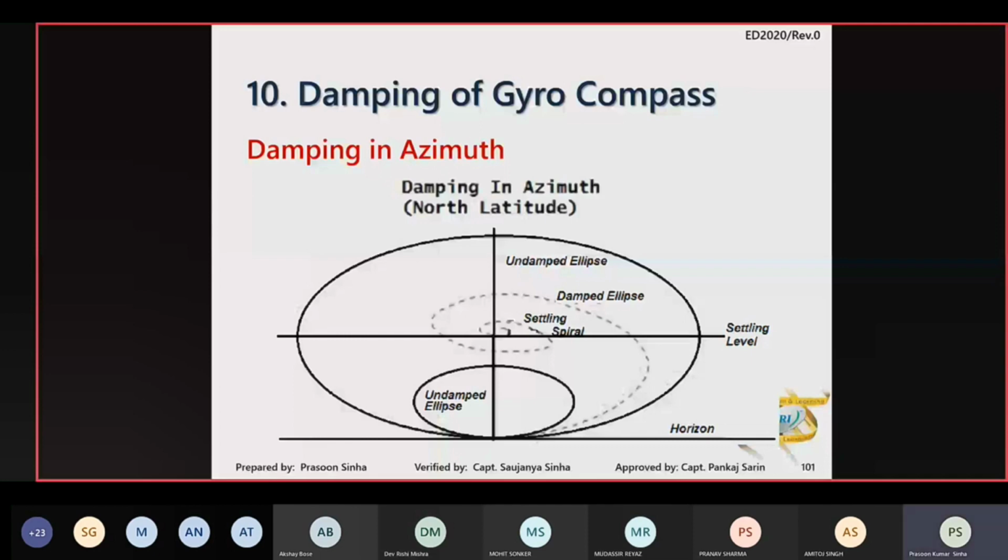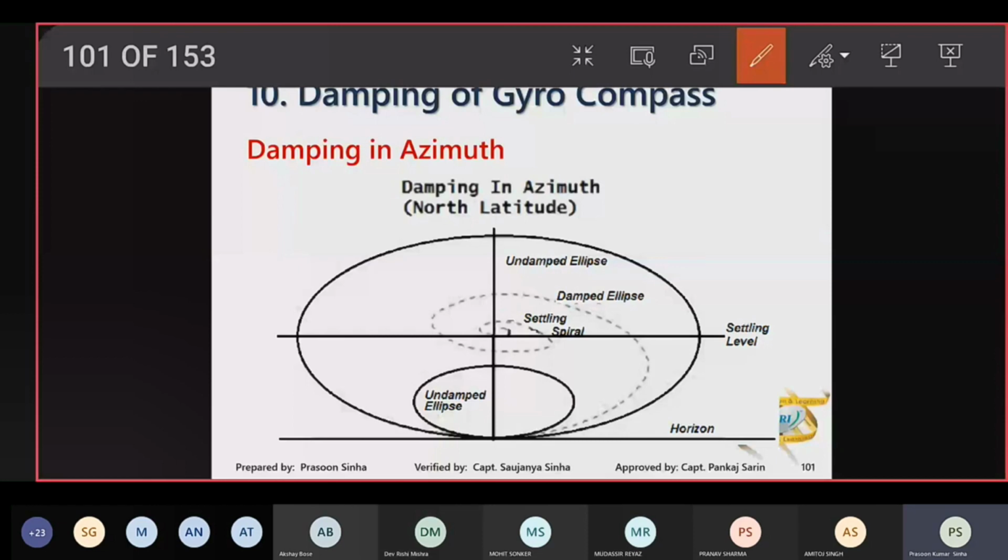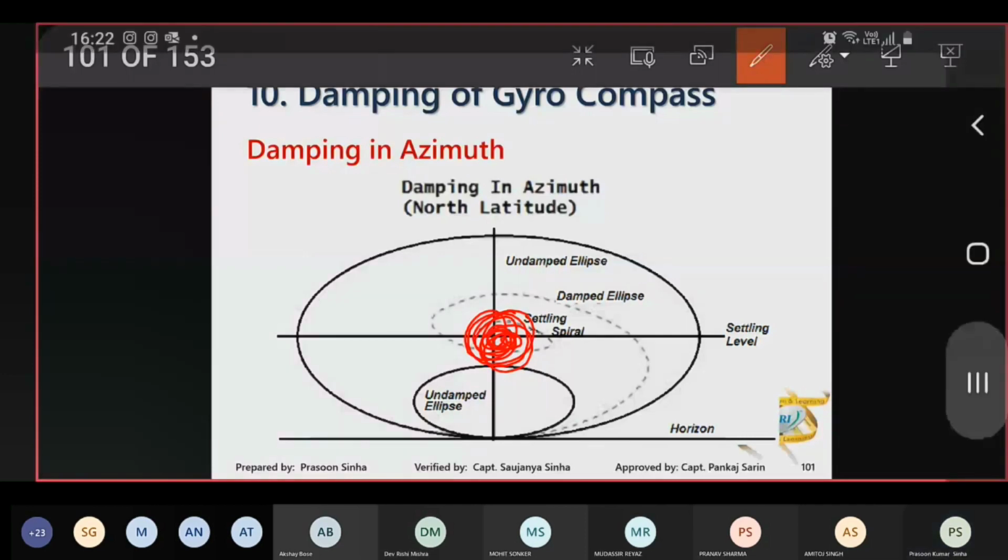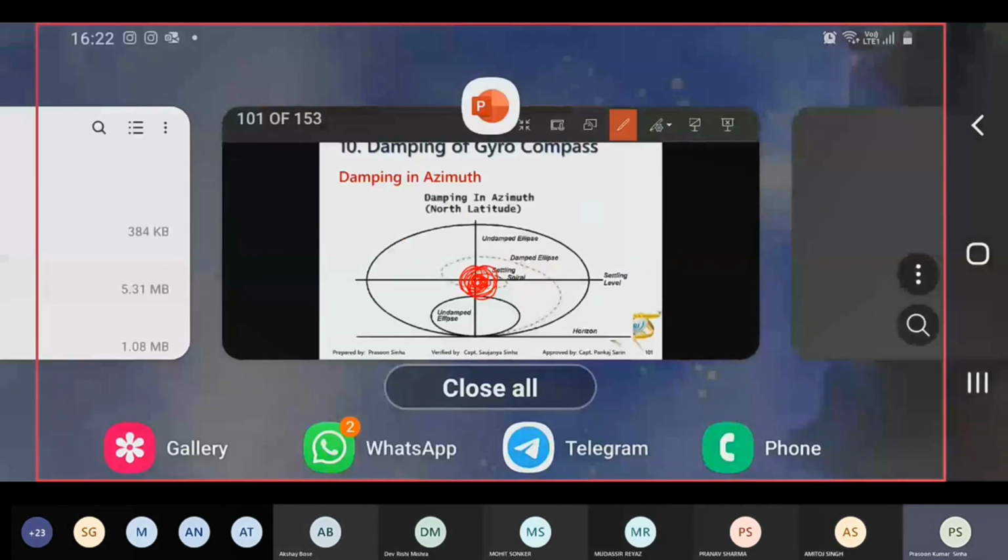So this is also the spiraling curve of settling process of the gyro compass when damped in azimuth. So now what you have is a gyro compass which is settled down pointing to north. There is no fluctuation, there is no oscillation, and with that I must congratulate you. You have a working gyro compass.